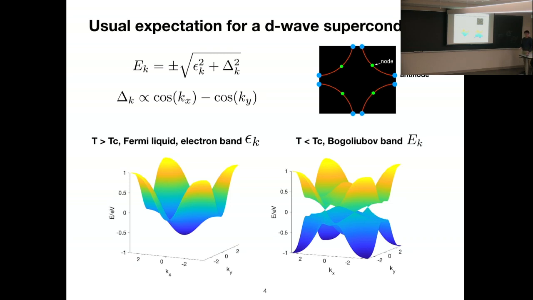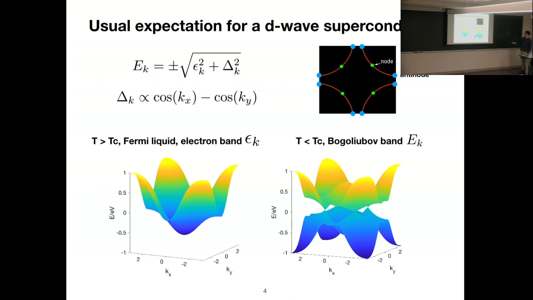Okay, before I introduce the pseudogap, let me first introduce the usual expectation of a D-wave superconductor. As I said, for a temperature bigger than the superconducting transition temperature, Tc, we expect to have a large Fermi surface like this. Here is the electron band, electron energy as a function of momentum kx and ky. At zero energy, there is a Fermi surface, the red one.